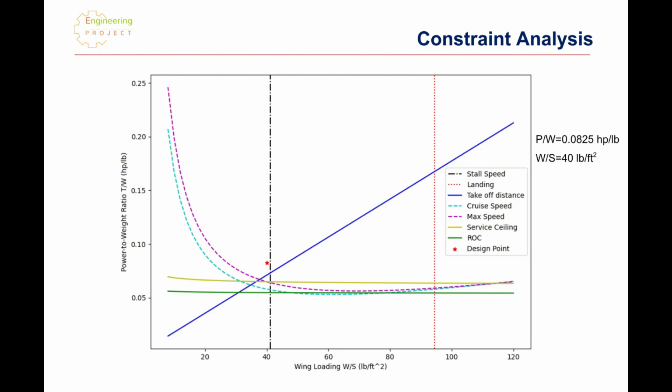In the constraint analysis, we get equations from the general aviation aircraft textbook and from our lecture book. We constrain our design by stall speed, landing and takeoff distance, cruise speed, max speed, ceiling, service ceiling, and rate of climb. From the constraint analysis, we get a power to weight ratio of around 0.0824 horsepower per pound, and a wing loading of around 40 pounds per foot squared.